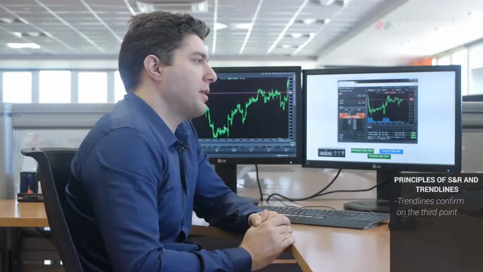Which brings us to the next principle: the longer either a trend line or a support or a resistance holds, like we mentioned before, the more times it's tested and the price bounces back, the more powerful it becomes. But that also means that when it's broken, the more powerful the move is going to be after it's broken.